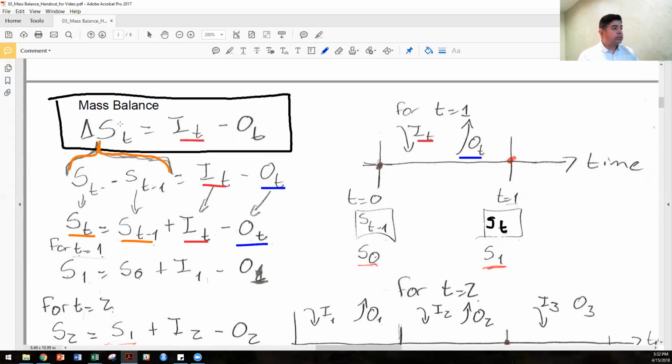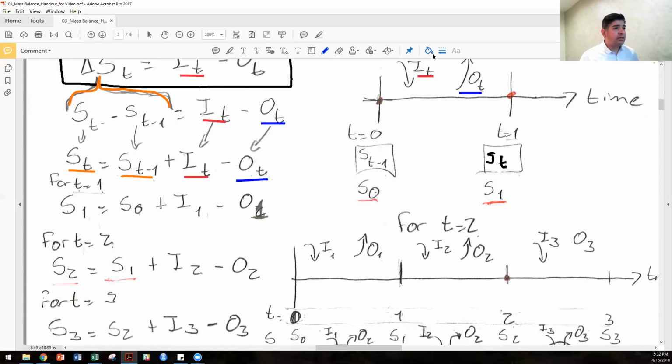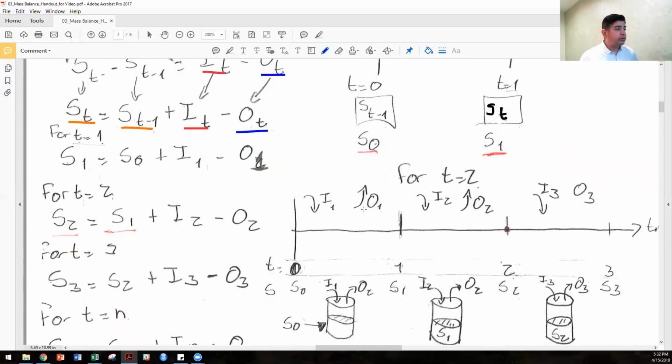Basically what I'm doing here is showing you that the change of storage, between the current time step and the previous time step, whether the storage increases or decreases on that period of time, is equal to how much water came in and how much water was extracted from that control volume. Okay, so we can actually do the same for different periods of time.